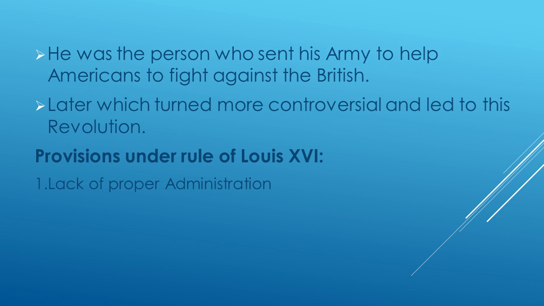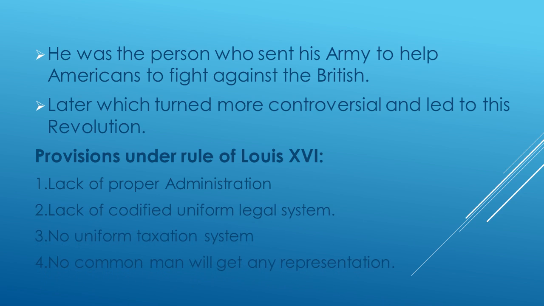Lack of proper administration. Yes. So there was lack of proper administration, lack of a codified uniform legal system, no uniform taxation system, and no common man would get any representation. If you see the rule of Louis XVI, there was no proper administration. If a king is strong, if a king has learned everything about the administration, the judicial system, the legislature, then it will be different. But here Louis XVI didn't have any kind of knowledge about the administration. That's the reason why there was no proper administration.